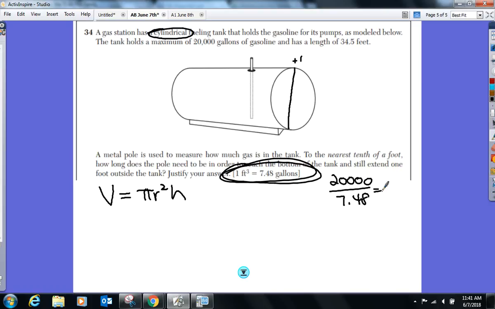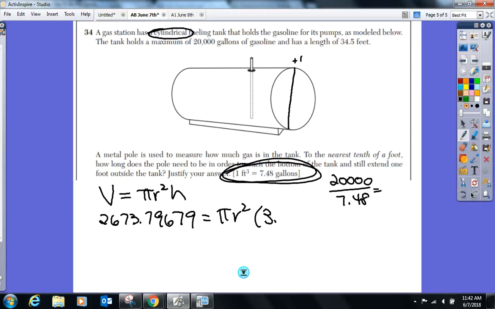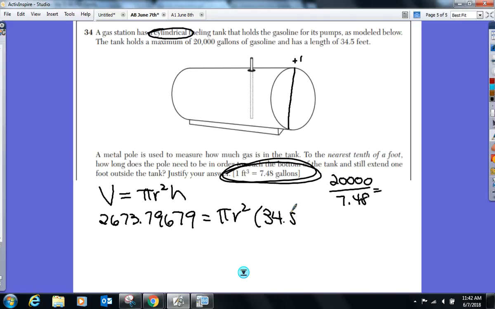And that'll end up being a number I'm not going to round, right? 2,673.79679 equals pi r squared times the height. What's the height? 34.5. So you guys are going to solve for the radius, multiply it by 2, and then add 1 to it for the pole. Go right ahead, guys.